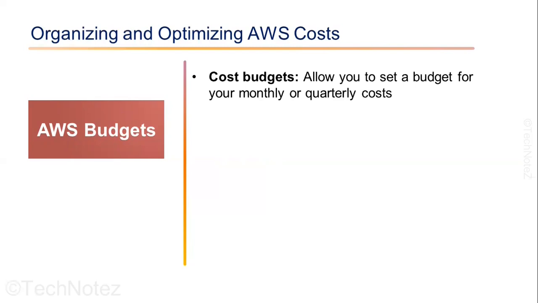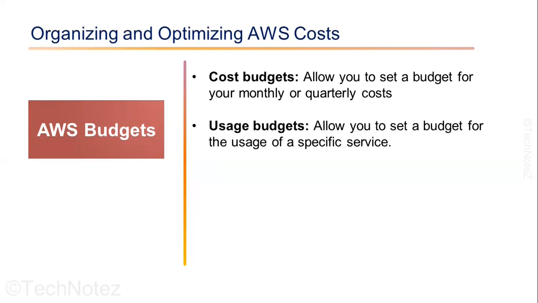For example, you plan to spend $100 in a month on AWS services. You will get the alerts when your budget exceeds the $100. This saves you from the unexpected AWS service bill. Usage budget. Usage budget allows you to set a budget for the usage of services. Usage budgets are similar to cost budgets, but allow you to set a budget for specific services such as number of S3 requests or the number of EC2 instances running.